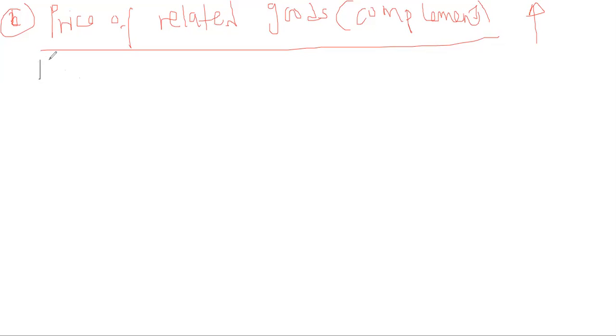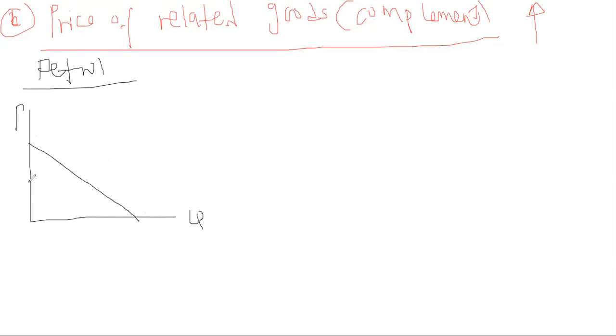Let's say petrol. Here, the demand for petrol. I'm trying to make this as realistic as possible. So this is quantity demanded for petrol and the price of petrol. Let's say that before there was a change in demand, the price was 2 and the quantity demanded was 7.